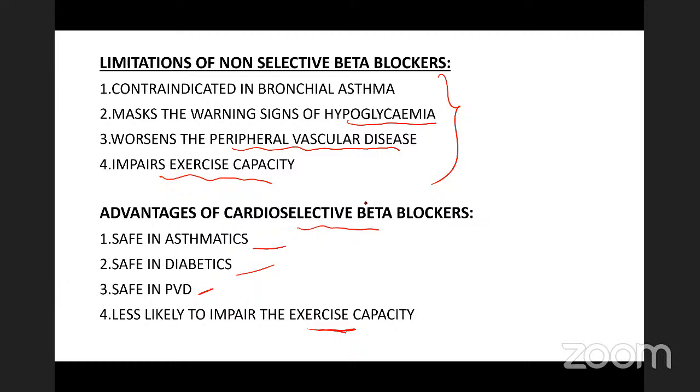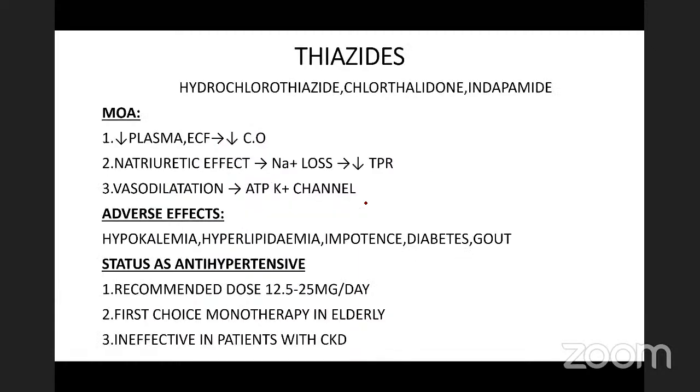Thiazides. So, what thiazides are used as antihypertensive medication? The three important drugs are hydrochlorothiazide, chlorthalidone, and indapamide. So, what is the antihypertensive mechanism? How does it reduce the BP?